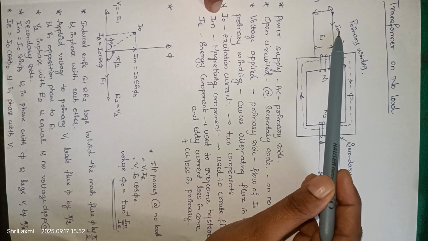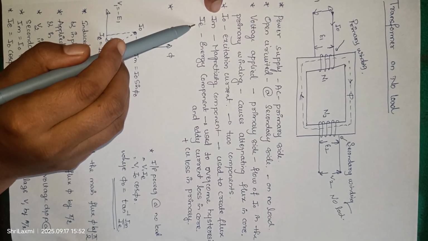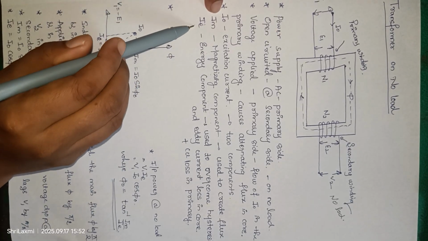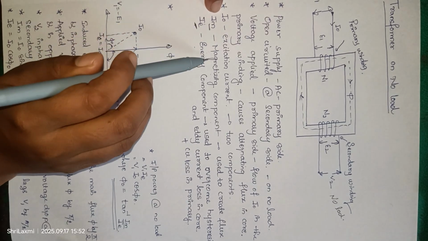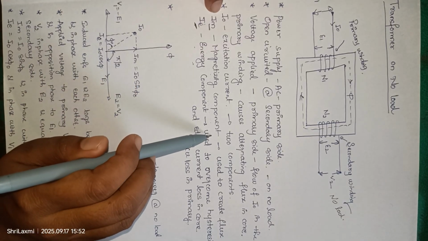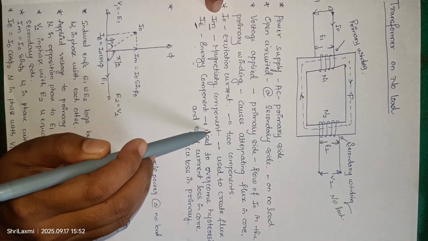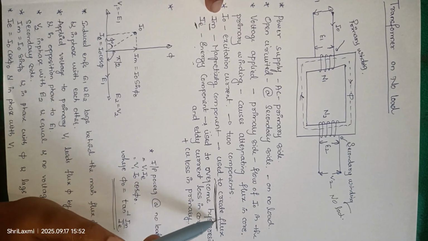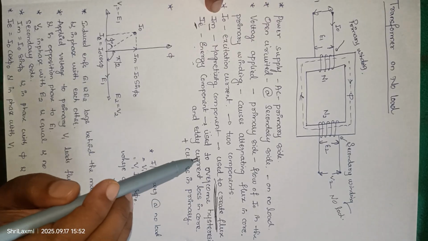It is also called an excitation current or exciting current. It has two components, one is Im and another one is IE. Im is nothing but what? It is the magnetizing component, and IE, as the name indicates, E is nothing but the energy component, M is nothing but the magnetizing component. Why are these two important here? Because Im is the magnetizing component which is used to create the flux. It is the main component which is used for creating the flux inside the core of the transformer.